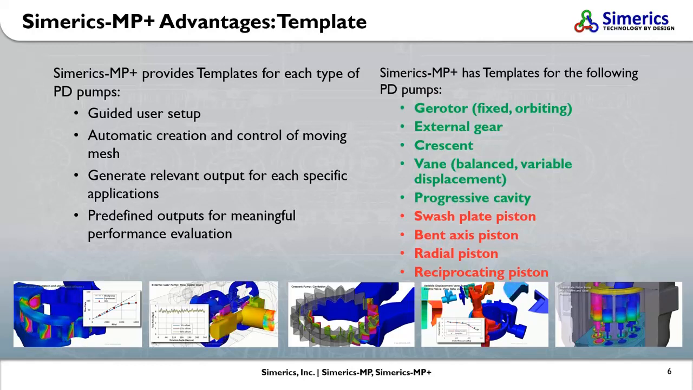Low-pressure pump templates include gerotor pumps, both fixed and orbiting, external gear pumps, crescent internal gear pumps, balanced and variable displacement vane pumps, and also progressive cavity pumps. High-pressure pump templates include swashplate piston pumps, bent axis piston pumps, radial piston pumps, and reciprocating piston pumps.